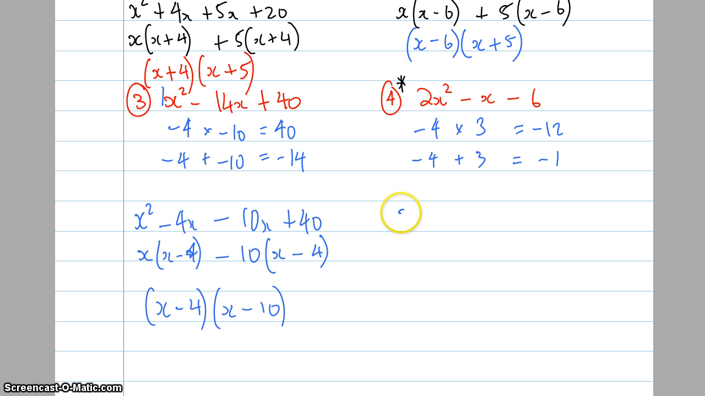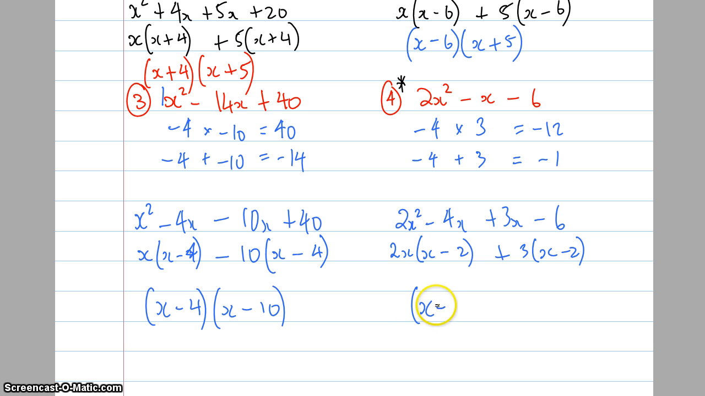So this one is going to be 2x squared minus 4x plus 3x minus 6. That becomes 2x times x minus 2, plus 3 times x minus 2. And so that looks good. I've got the same thing both times, so that's x minus 2, and the other factor becomes 2x plus 3.